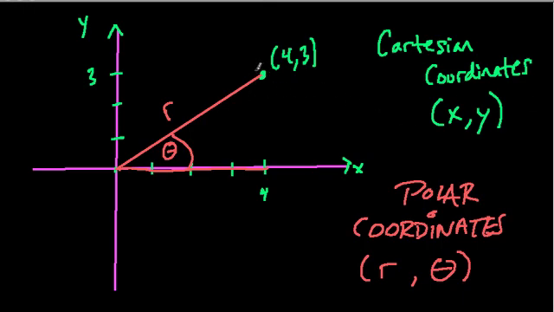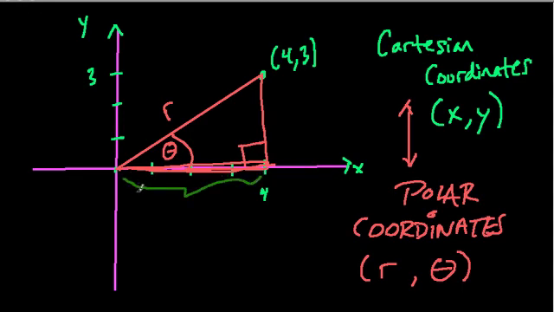Now, the way we can deal with this and connect it to Cartesian coordinates is to use a right triangle. We drop that right triangle, and now we have a connection because we have a leg down here, which is 4 units long, that's the x distance, and a leg here, which is 3 units long, which is the height.